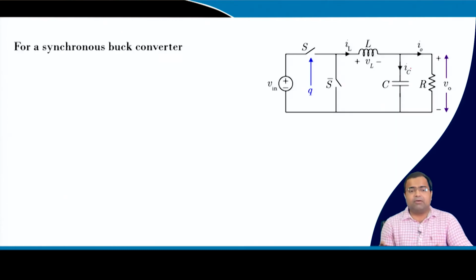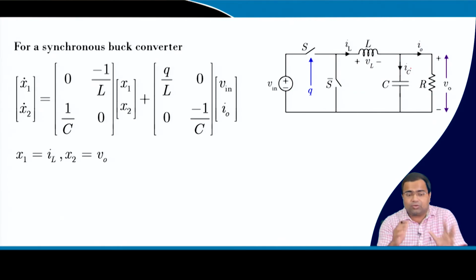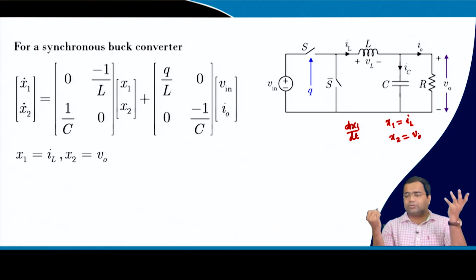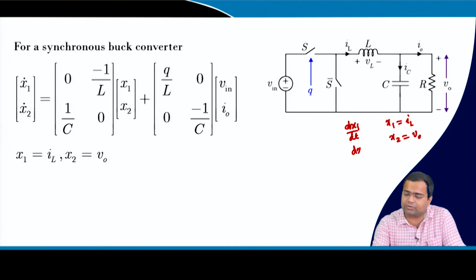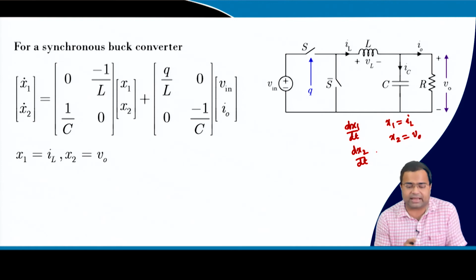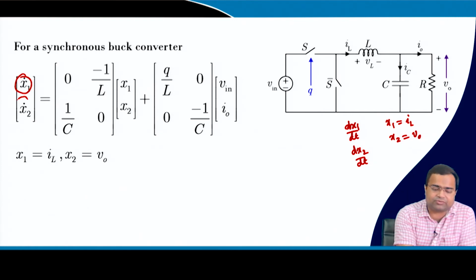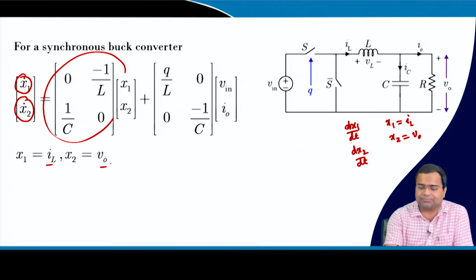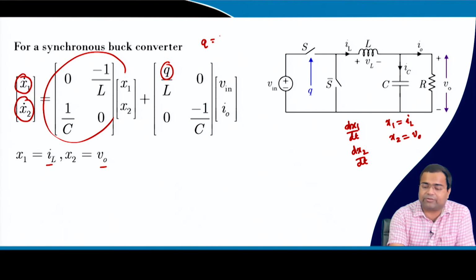Now, for a synchronous buck converter, we can write the state space equation dx1/dt, where x1 is my inductor current and x2 is my output voltage. For the ideal case, it is also the capacitor voltage. And we can also obtain dx2/dt. Since we have derived this state space model multiple times, I am not going to derive it, but if you write dx1/dt and dx2/dt in the state space form, the states are inductor current and output voltage, and this q is the gate signal. So, q equal to 1 for S on and it is 0 when S off, that we have discussed.